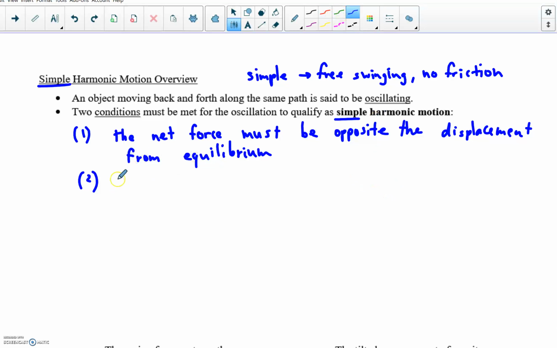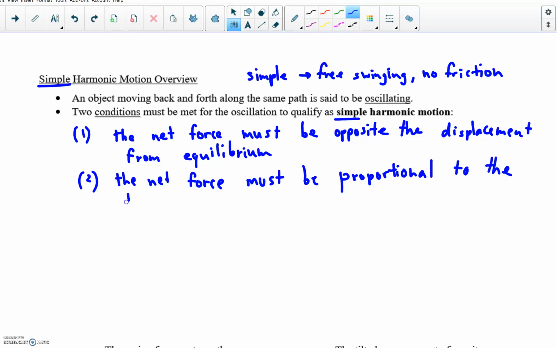The second condition is the net force must be proportional to the displacement from equilibrium.